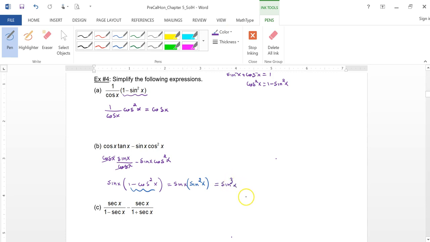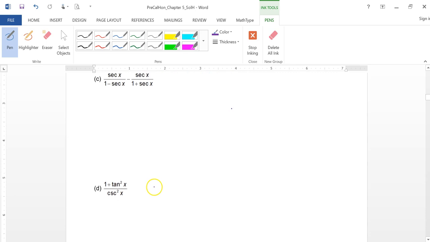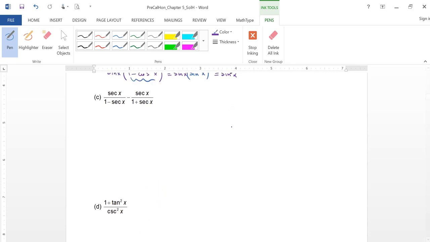Right until you start the identities, verifying identities. That's the next section. These are the easier ones, not the extremely hard ones.